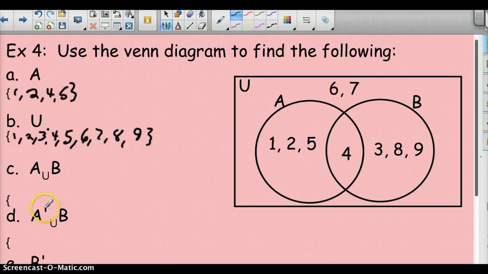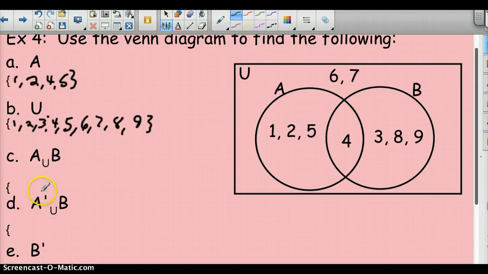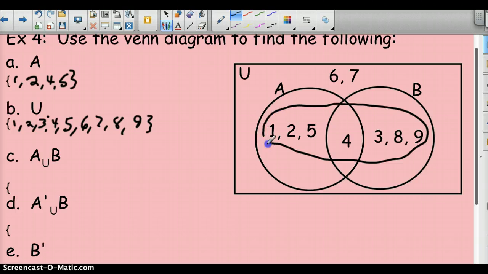Moving on to our next example. Our next example is the union of A and B. The union of A and B is all of the elements in A and B. All of them can be included because they're those that are in either set. So we have a 1, a 2, a 3, 4, 5, not 6 and 7, they're outside, but we do have 8 and 9.